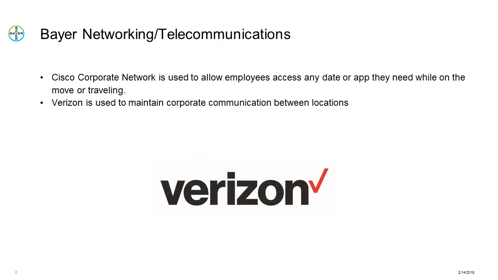For the network and telecommunication, Cisco Corporate Network is used to allow employees access to any data or app they need while on the move or traveling. And Verizon is used to maintain the corporate communication between the multiple locations in the U.S. and internationally.